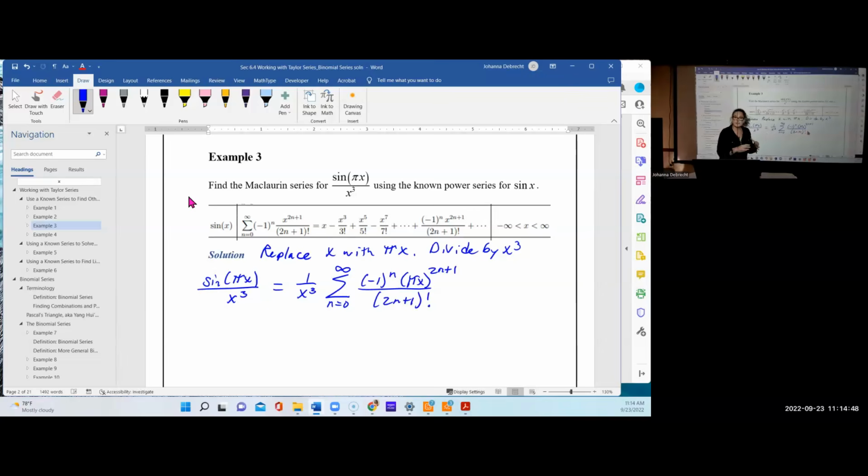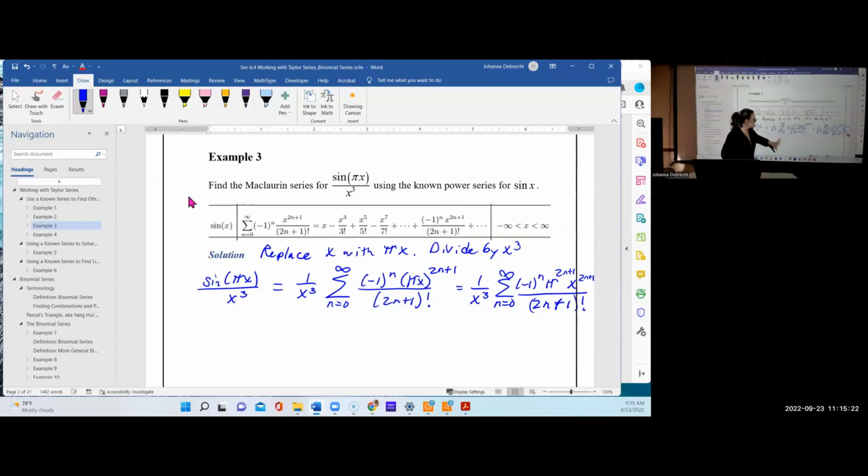Now, again, just like I pulled the -1 off of the previous x, I want to pull the pi off the x. I want to be able to combine my x's together. So the next thing I'm going to do, I'm going to leave the 1 over x cubed outside. And I have the series from 0 to infinity, -1 to the n. I'm going to write this as pi to the 2n plus 1, x to the 2n plus 1. And I'm going to divide that by 2n plus 1 factorial, right?